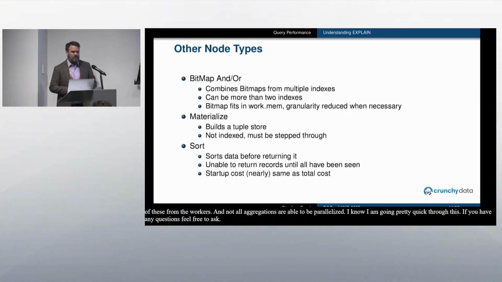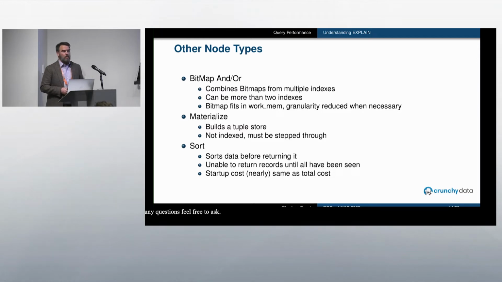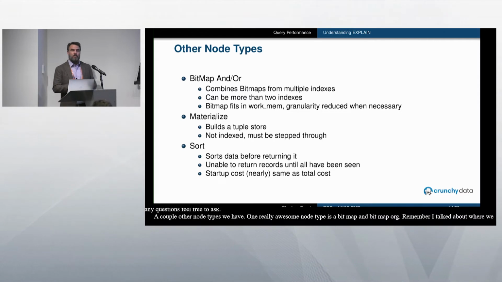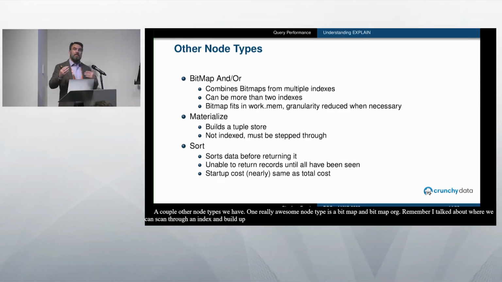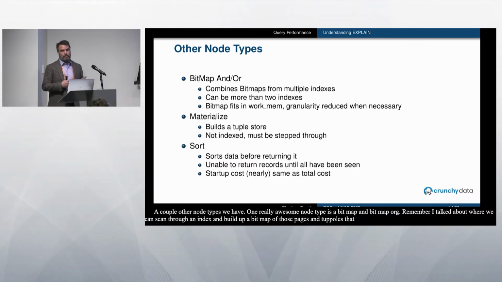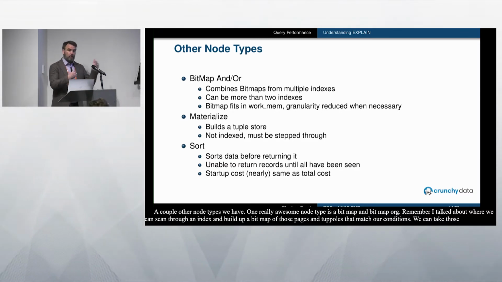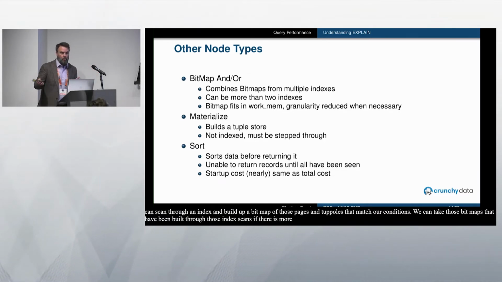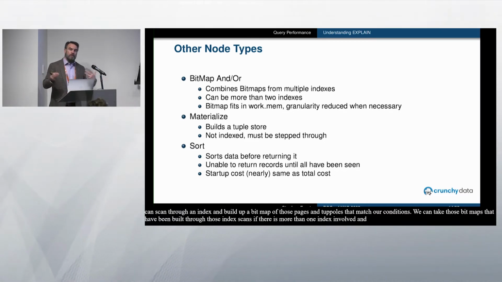A couple of other node types that we have. One really awesome node type is a bitmap and bitmap or. Okay? So remember I talked about where we can scan through an index and build up a bitmap of those pages and those tuples that match our conditionals. Well, we can take those bitmaps that have been built through those index scans, if there's more than one index involved, and combine them in an and or an or, if that's what your query says, right?